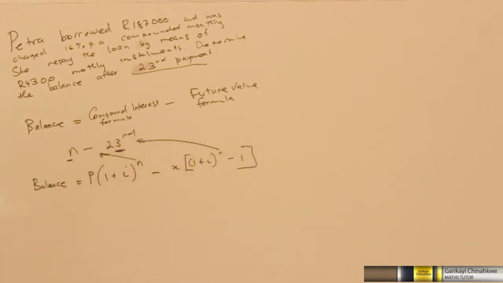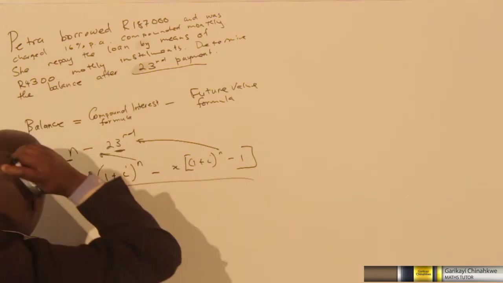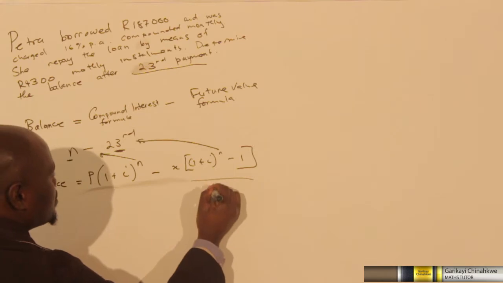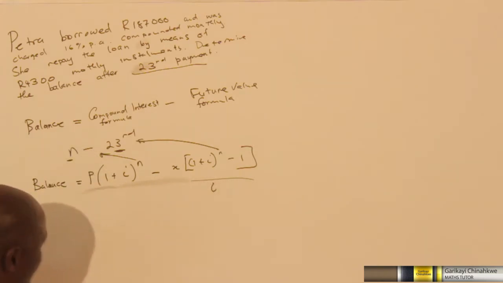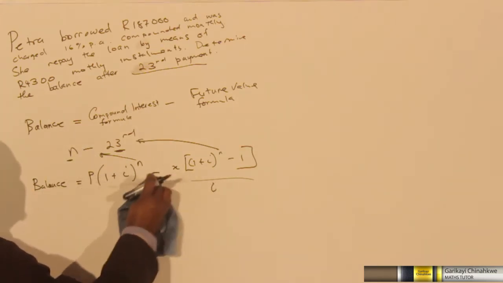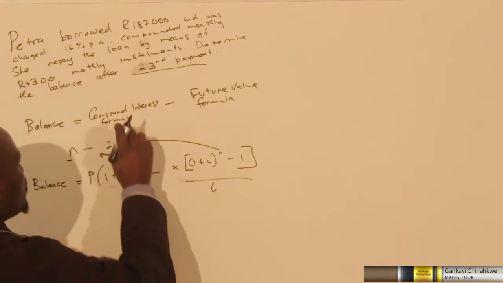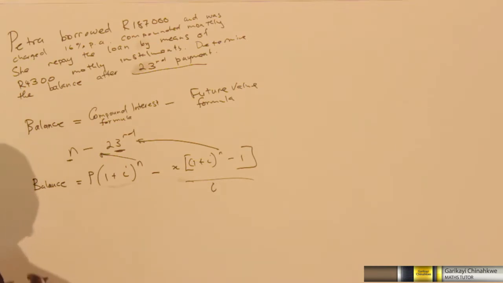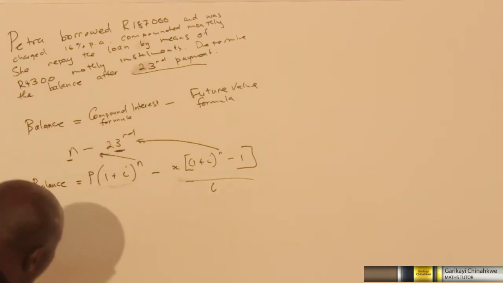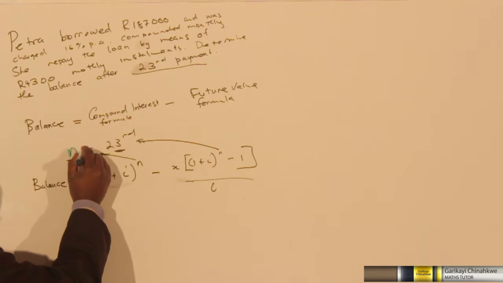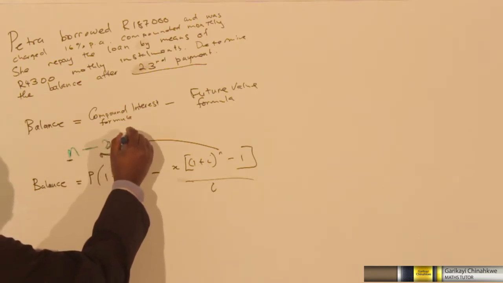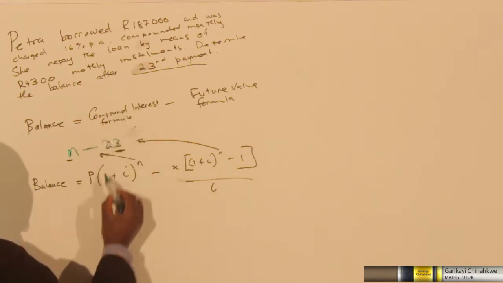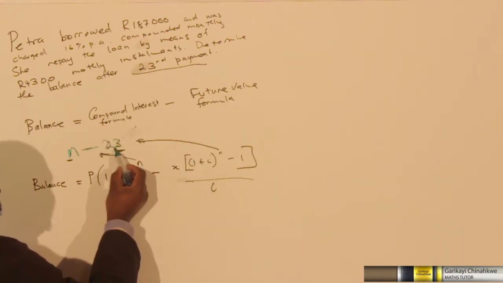Let me just use red. This is the future value. Future value is over i. So it doesn't extend there. So it's compound interest minus future value. That's balance. This is balance. And then what you must take note of is that your N, the N for both the compound interest and the future value, is 23. Your N should be 23.